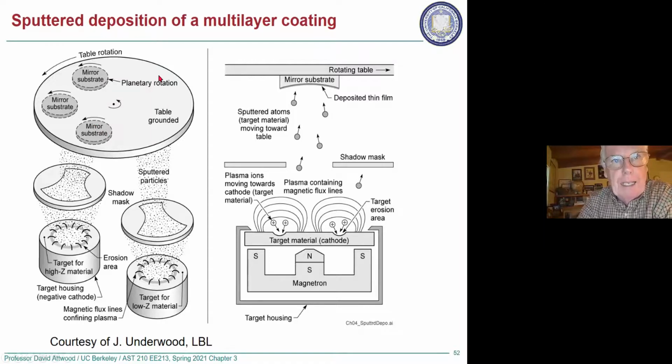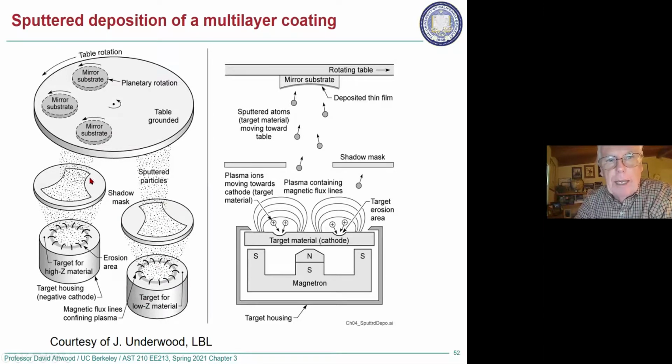And as this table rotates, this one picks up some of the high Z material, and then as the table rotates a little bit further, it picks up some particles from the low Z material, and then it goes around for another pair later. So it gets Moly-silicon going around, Moly-silicon, Moly-silicon. If you wanted to have B4C in there, you'd have to have a 3rd and a 4th sputtering head, as they're called, okay?